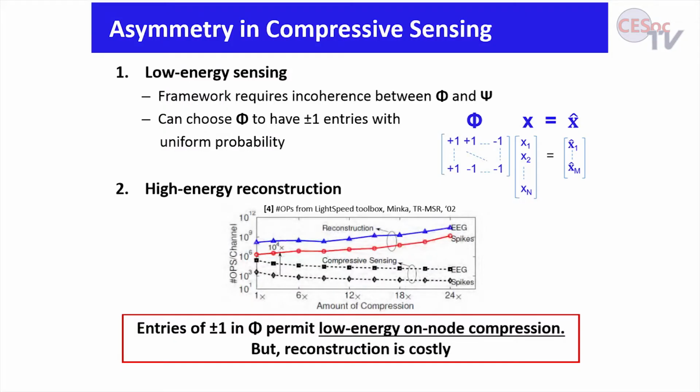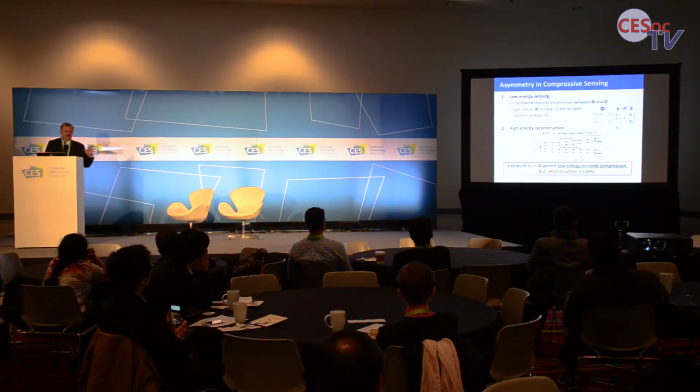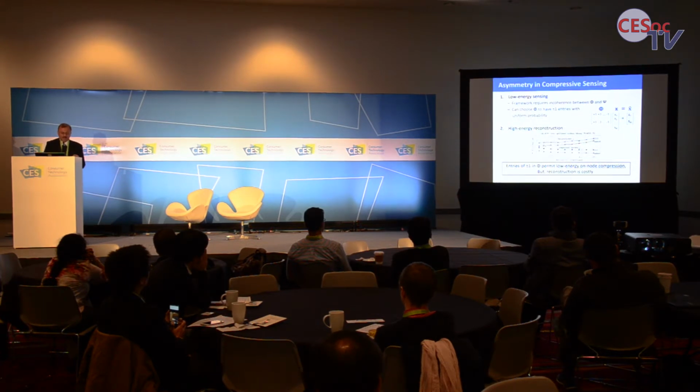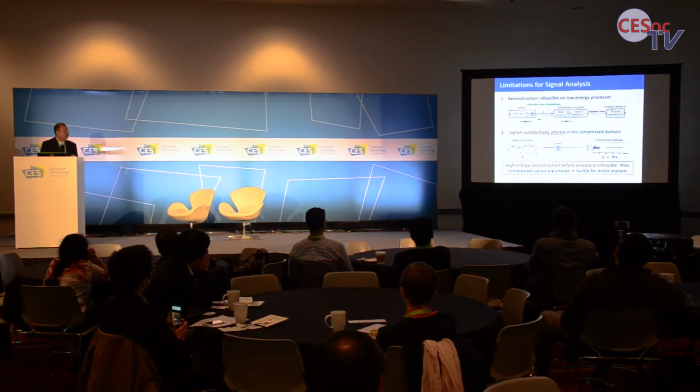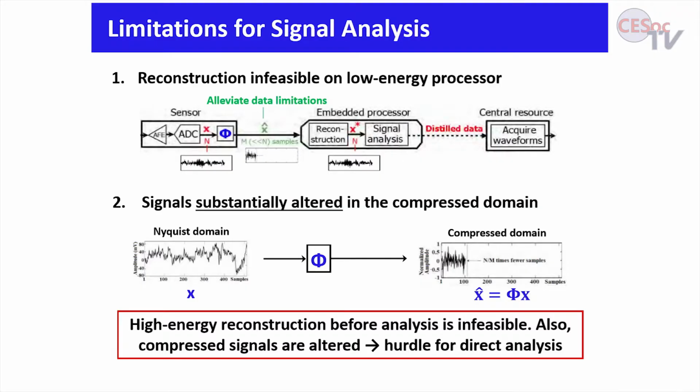So for example, here we see two applications, spikes and EEG, and this is a log scale. So basically, if you look at the sensing or the compression energy, it is very little, but the reconstruction energy is 3 to 4 orders of magnitude higher. So I cannot possibly reconstruct the signal on the sensor node itself. So that was a severe bottleneck in the past. So you would not reconstruct on the sensor, you would reconstruct somewhere else.